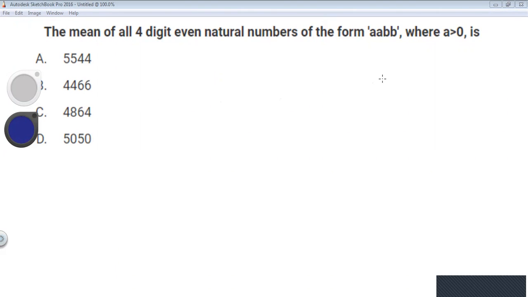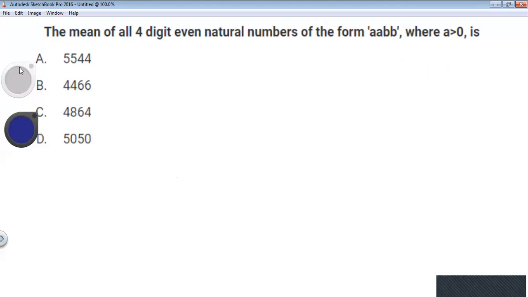So we are solving CAT problems, Common Aptitude Test. Let's delve right into this very interesting problem. This one is again from the 2020 paper, and let's read the question quickly. It says that the mean of all four-digit even natural numbers of the form AABB, where A is greater than 0, is. So these are the options.